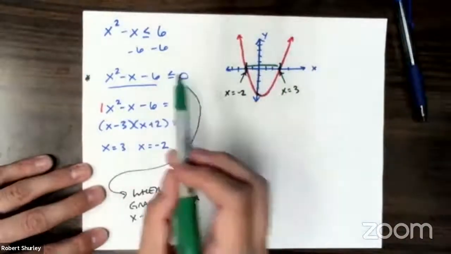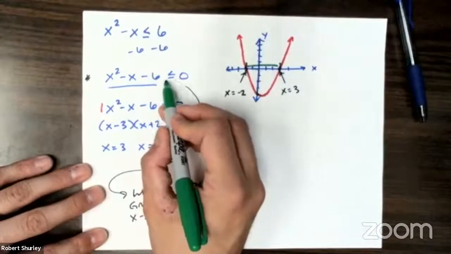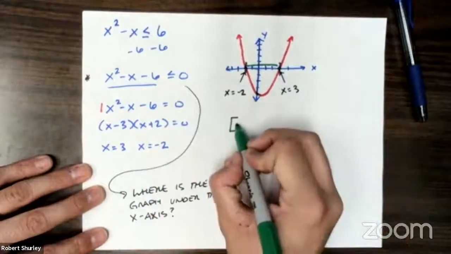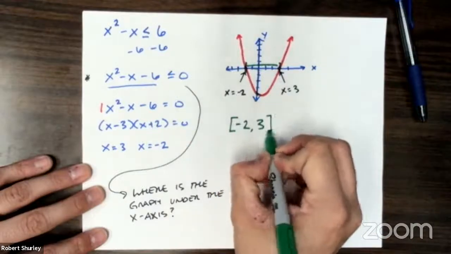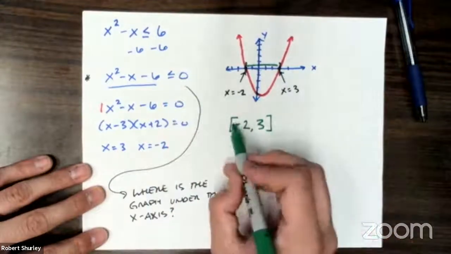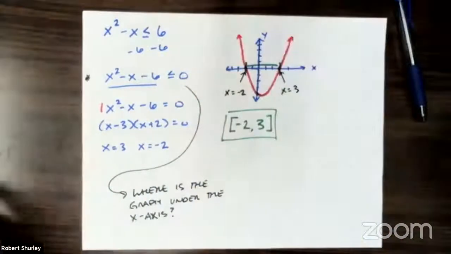My interval for this solution is going to be between. Now, look, it's using an equal to, less than, or equal to, so I'm going to use a bracket. So -2 to 3. And we use a bracket because we can equal it. Okay.